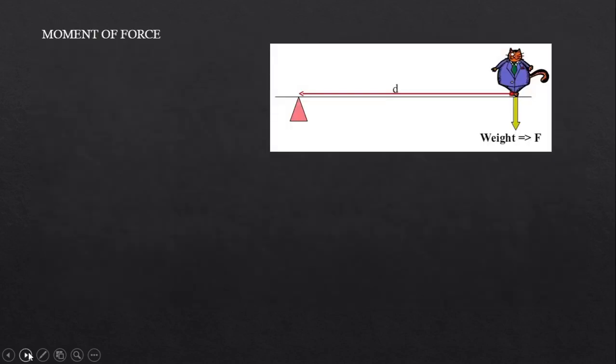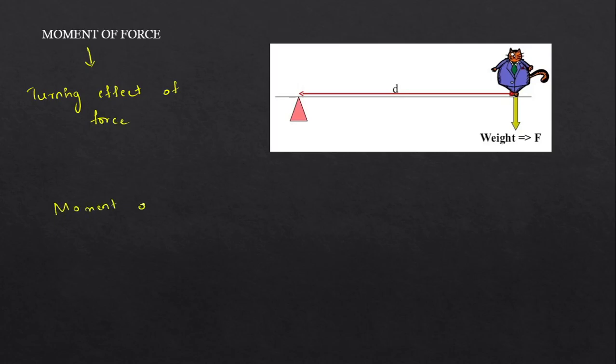Okay. The next concept is moment of force. Moment is nothing but the turning effect of force. Moment is the turning effect of force. And the formula for moment is given by moment of force equals force times perpendicular distance. Force times perpendicular distance.